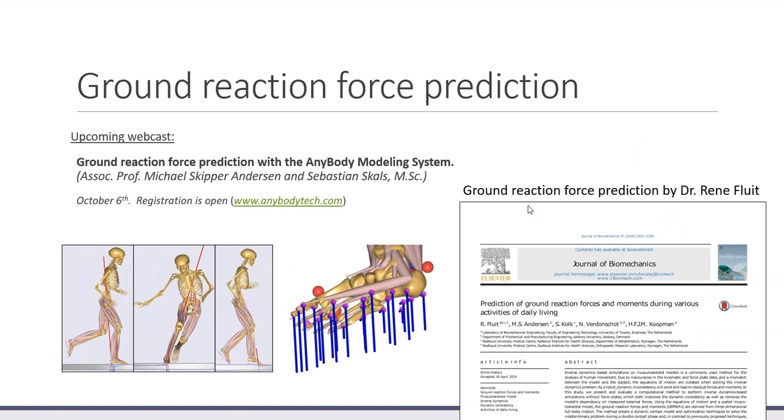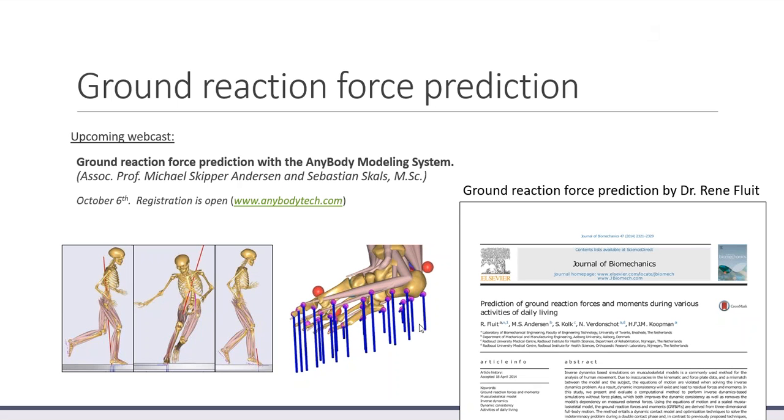Also, the work on ground reaction force prediction that Vincenzo mentioned was done by René together with Professor Michael Skipper Andersen, and this work has been continued. On the 6th of October, Michael Skipper Andersen will present new advances in this work, and it will be a webcast where he will both show validation based on some sports activities, and he will also show how you can actually apply these kinds of techniques in your own models if you use the AnyBody Modeling System.